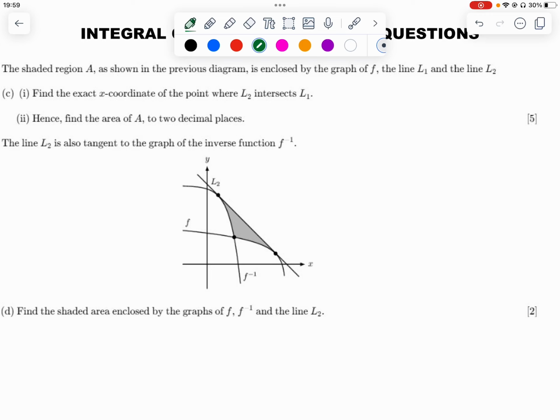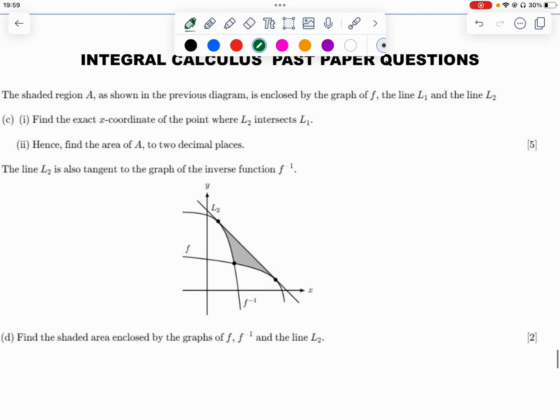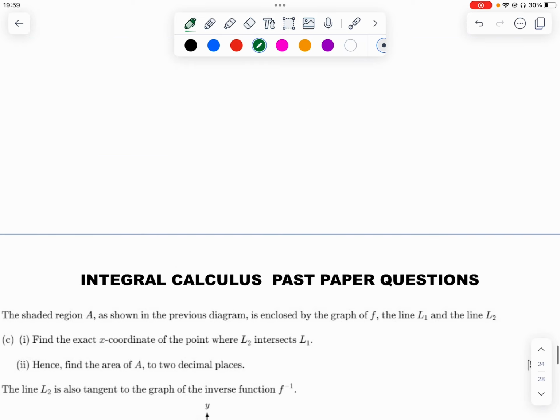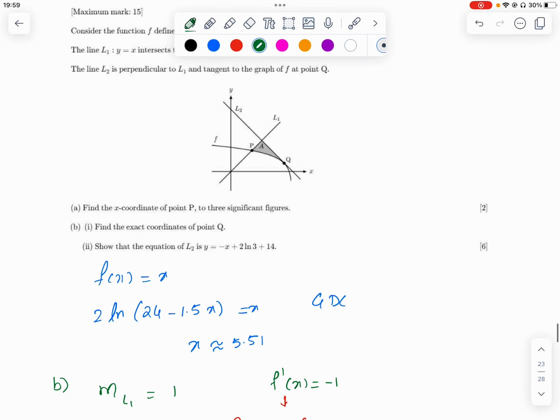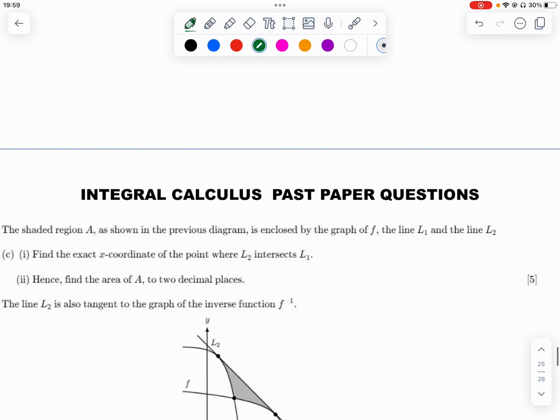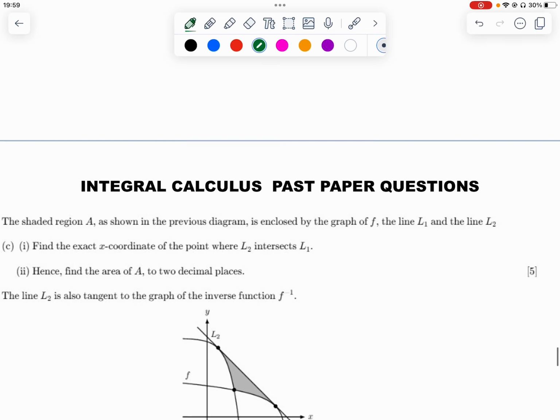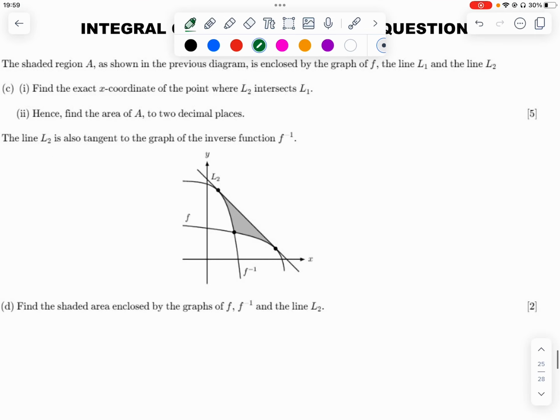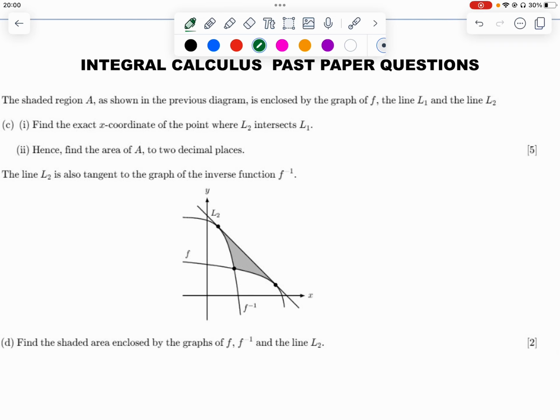Before that, we have to do part D, which we haven't done yet. The area of the shaded region in the previous diagram is enclosed by... Find the area of the shaded region. But part C is also there. The shaded region, as shown in the previous diagram, is enclosed by the graph of f, the line L1 and L2.